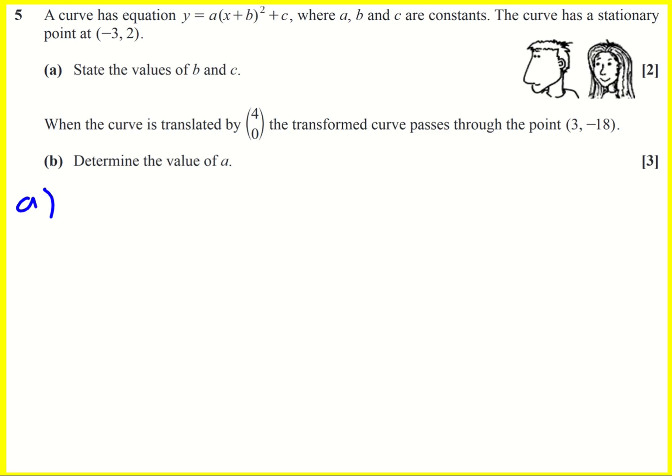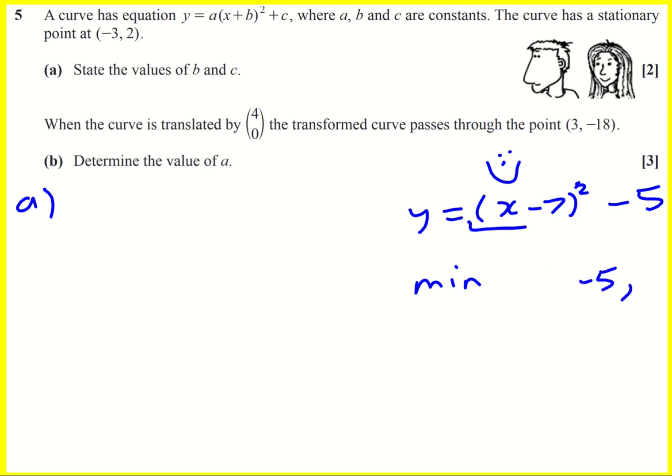Right, for part A, I'm just going to give an example. If I wrote something in completed square form, let's say it was (x minus 7) squared minus 5, then my minimum in this case, because it's a happy quadratic, would be minus 5. Because this thing here is always greater or equal to 0, its minimum is going to be 0. And when it's equal to 0, y is going to be minus 5.